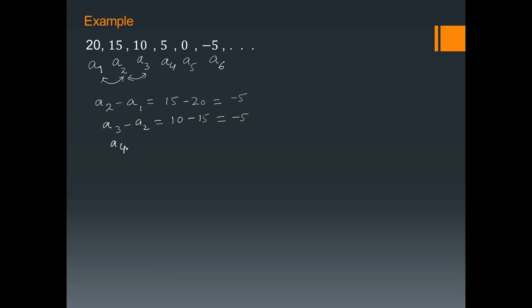Now fourth term minus third term. 5 minus 10, and the answer is minus 5. This means the difference between two consecutive numbers is the same in each case. So D is equal to minus 5, and this one is an arithmetic sequence.